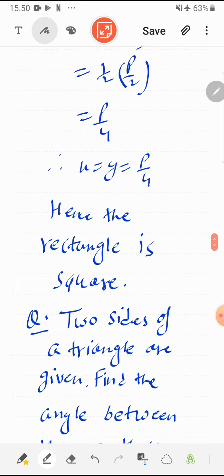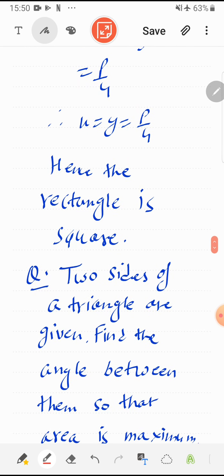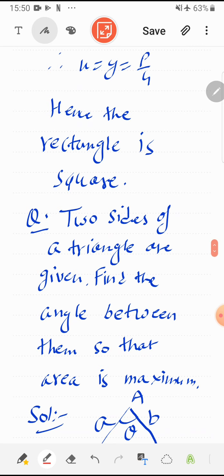Next question is again very interesting. This question has been asked in board exam. The question is: two sides of a triangle are given. Find the angle between them so that area is maximum. So what is given here? Two sides. What we have to maximize? Area. Again our two targets are very clear.